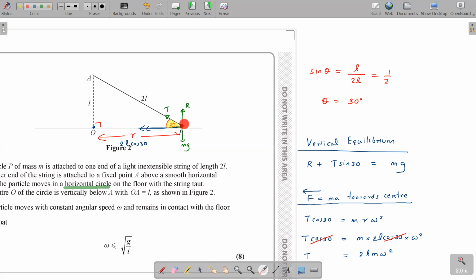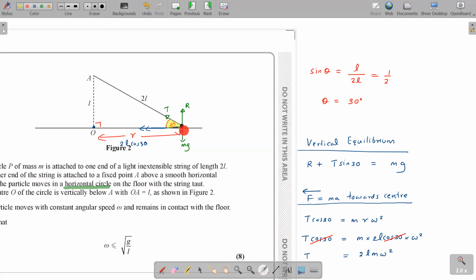So guys, before we apply vertical equilibrium, you need to mark all the forces acting on the object. You can see here I've marked all the forces. How did I get all of this? First thing is it's attached to an inextensible string and it's going in a circular motion, so definitely you have the tension, the tension acting on the object from the string.